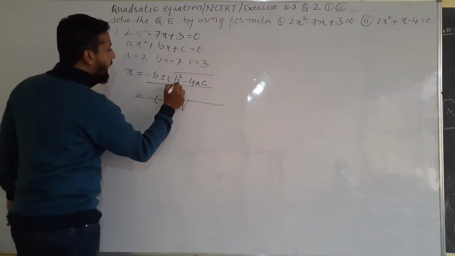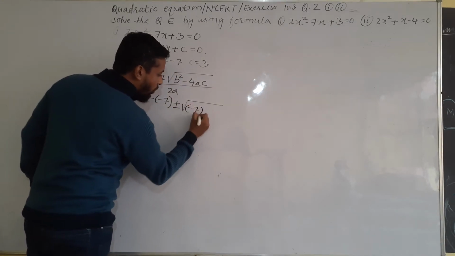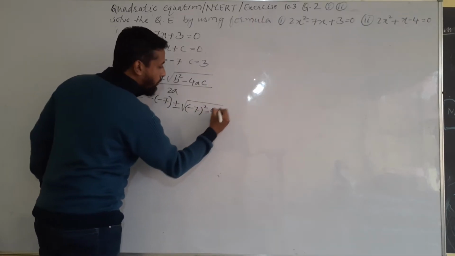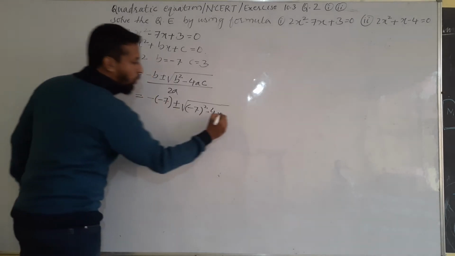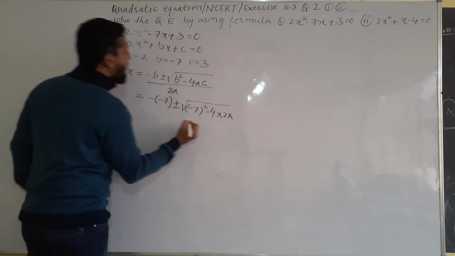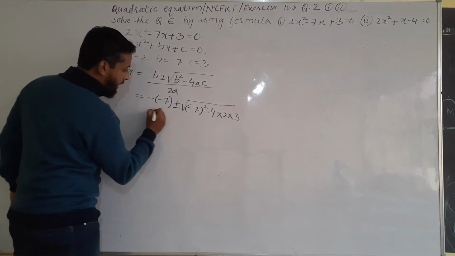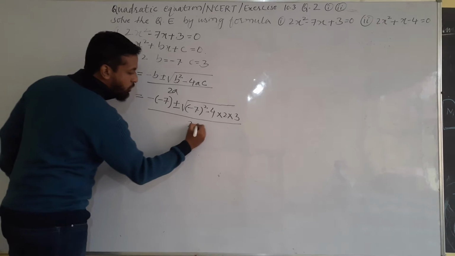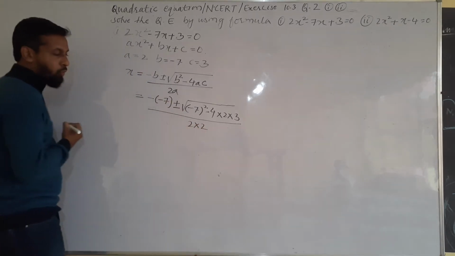Then the value of b again. b is how much? Minus 7. Minus 7 whole square minus 4ac. 4 into the value of a. a is how much? 2. Then c is how much? 3. Whole divided by 2a. 2 into the value of a. Value of a is 2.